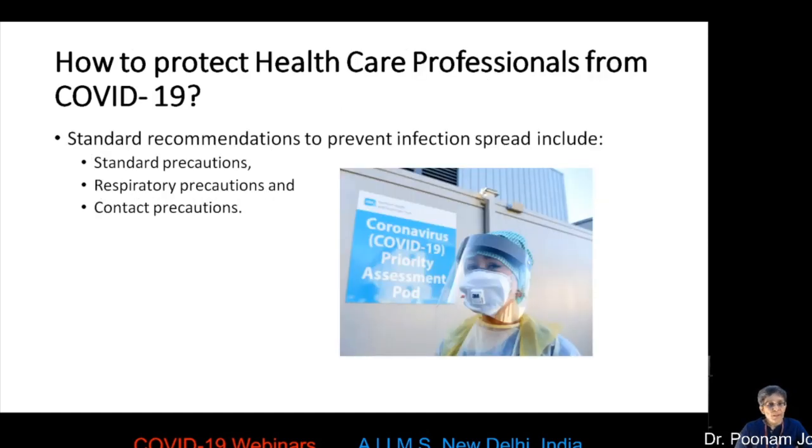Again, a very big question is in front of us: how to protect ourselves as healthcare professionals. How can we protect ourselves from COVID-19? We have to follow the standard recommendations, which include standard precautions, respiratory precautions, and contact precautions so as to prevent infection spread from patients to the healthcare personnel.